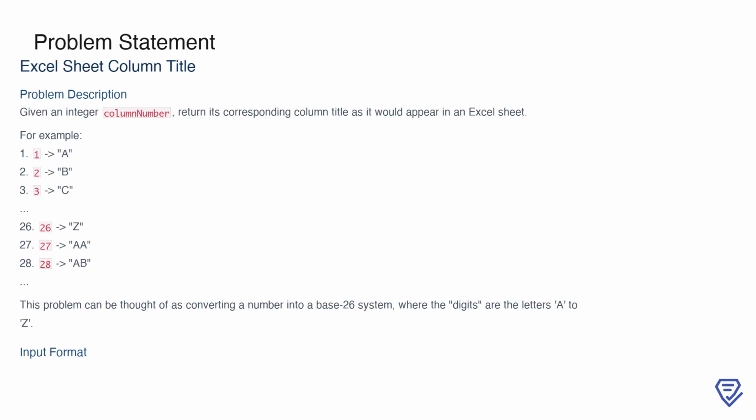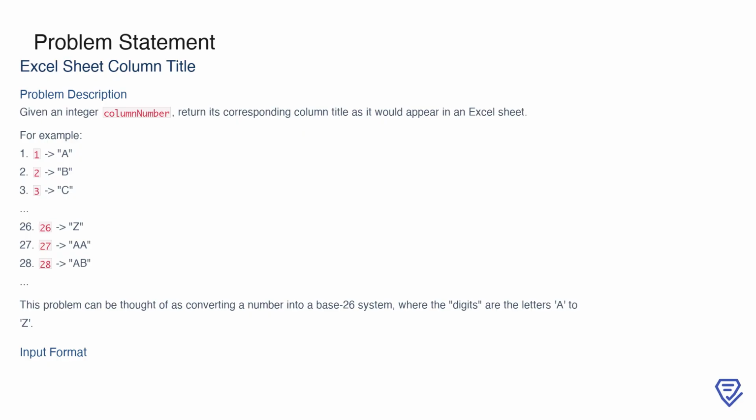In this problem, we are tasked with converting a given integer, called columnNumber, into its corresponding column title as seen in an Excel sheet. For example, the number 1 maps to the letter A, 2 maps to B, 3 maps to C, and so on, all the way up to 26, which corresponds to Z. After Z, the sequence continues with two-letter combinations, such as 27 mapping to AA, 28 to AB, and so forth.